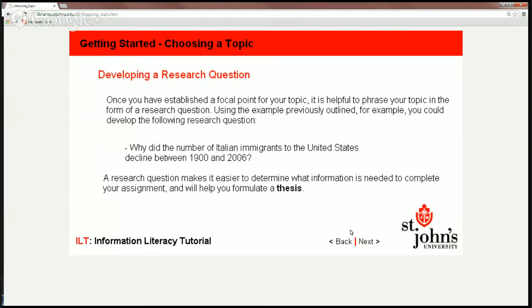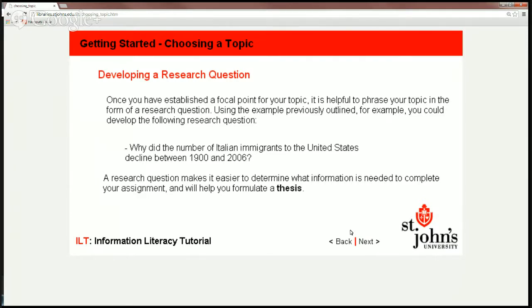Then you have to develop an actual research question. So once you have established kind of a focal point for your topic, you need to think of a helpful way in which to phrase the topic to form a research question. Okay, so often you can lean on the what, where, how, why, when. Okay, those are the common ones you can use in order to frame a research question.